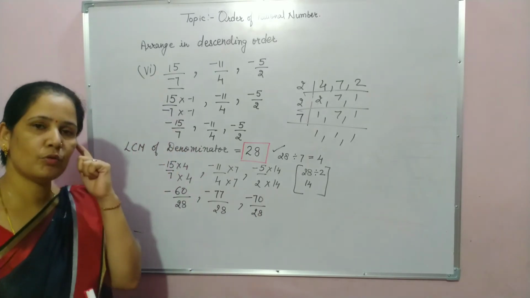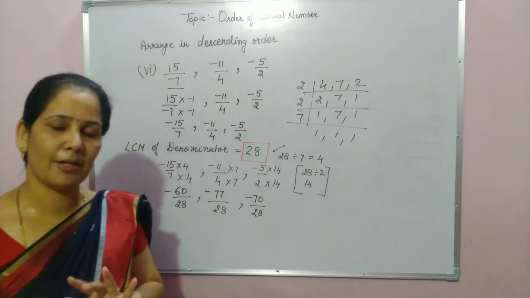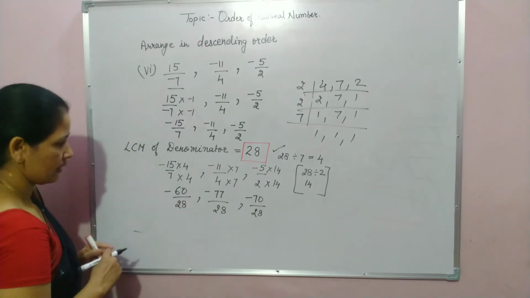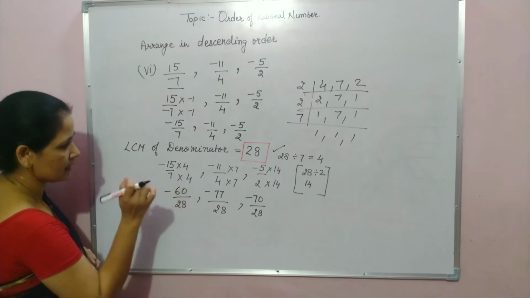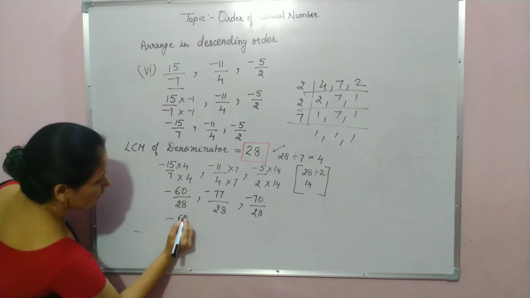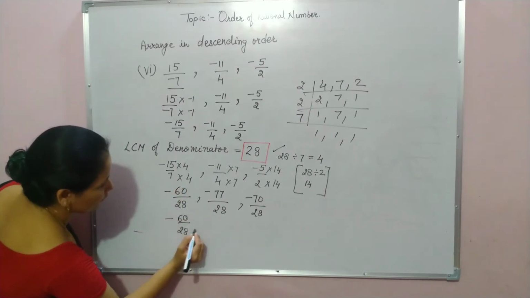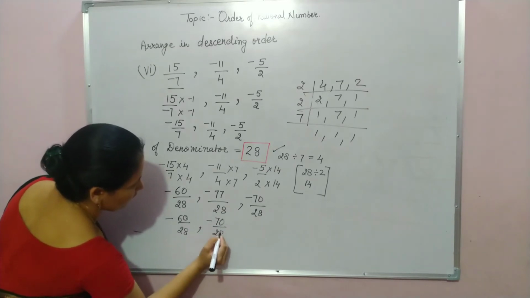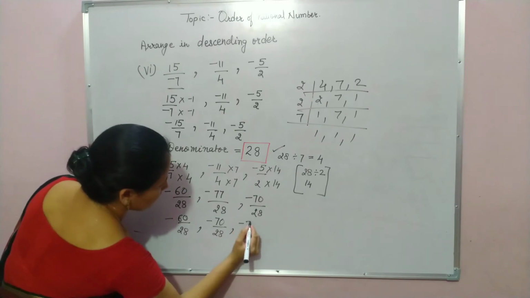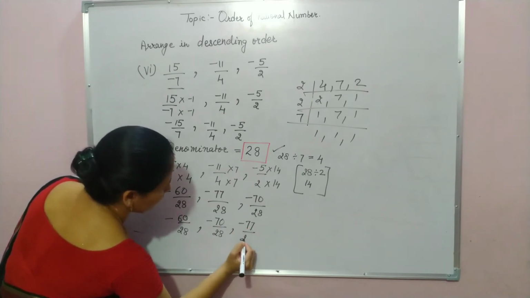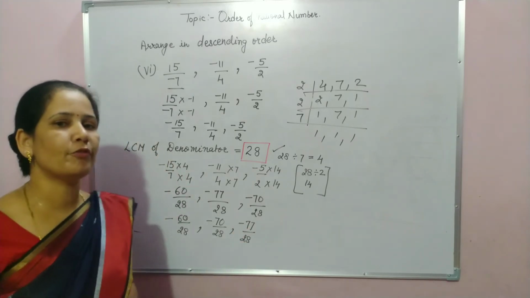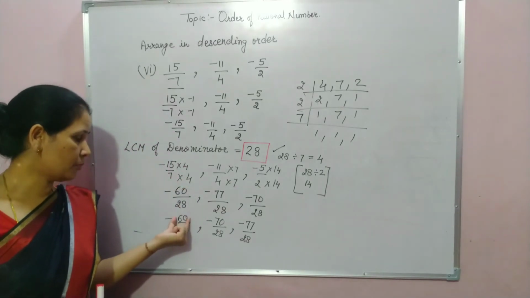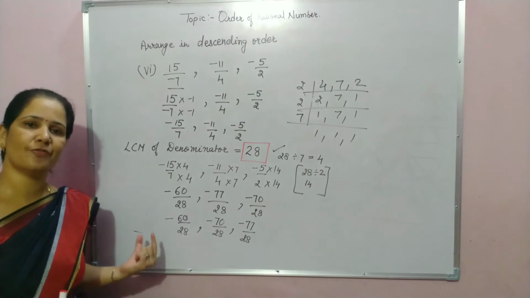Now first we have to arrange the biggest number, and the biggest number is -60. So -60 by 28, then after that -70 by 28, and the last -77 by 28. Now students, you might be confused here. You may ask, ma'am, this numerical value is bigger, that one is smaller, then why did you arrange this one first?